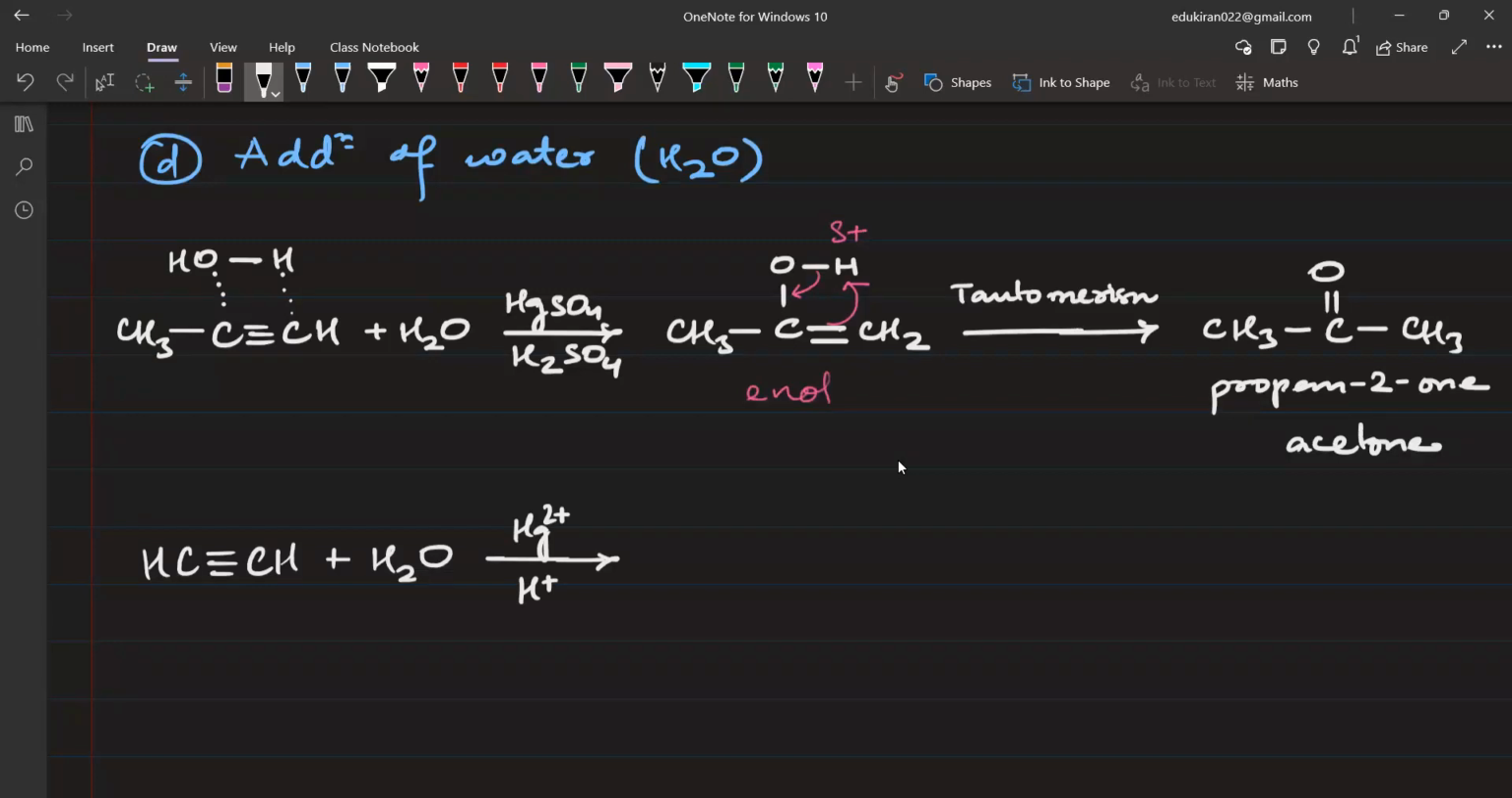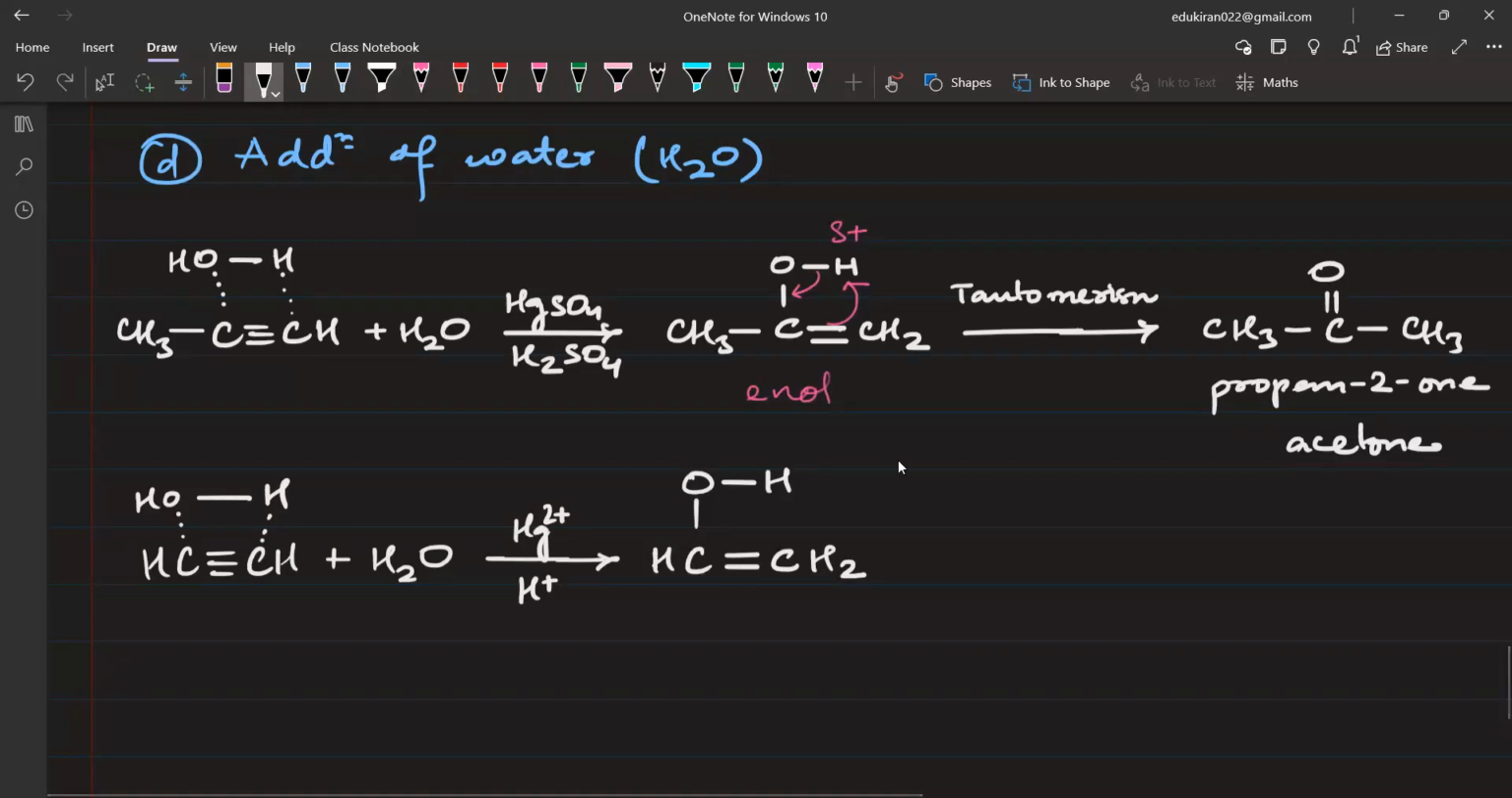Now here same thing we will do. HOH, oxygen attaches to this carbon, hydrogen attaches to this carbon. In the case of ethyne, you don't have to really see which is the carbon having less hydrogen, because both the carbons are having same hydrogens, right? Now what will happen? You will get HC, this will have OH, oxygen bonded to hydrogen, double bond, and then you will have CH2.